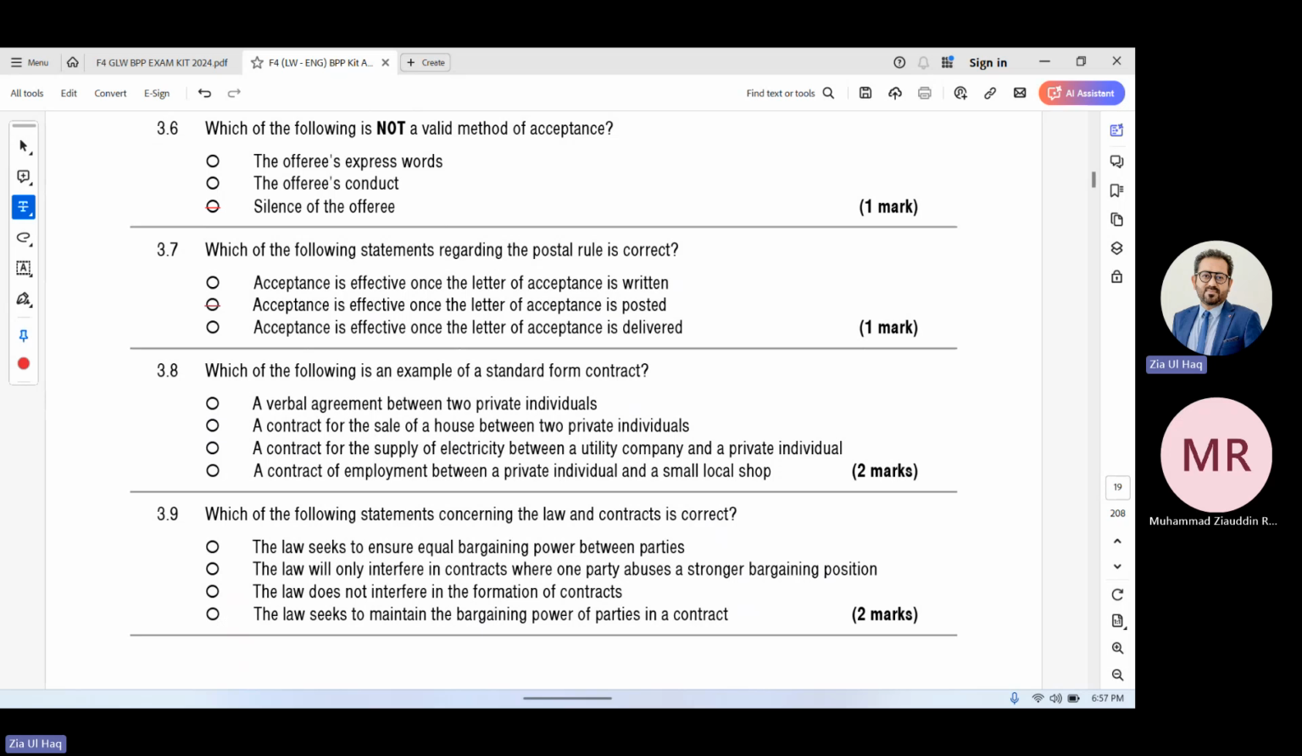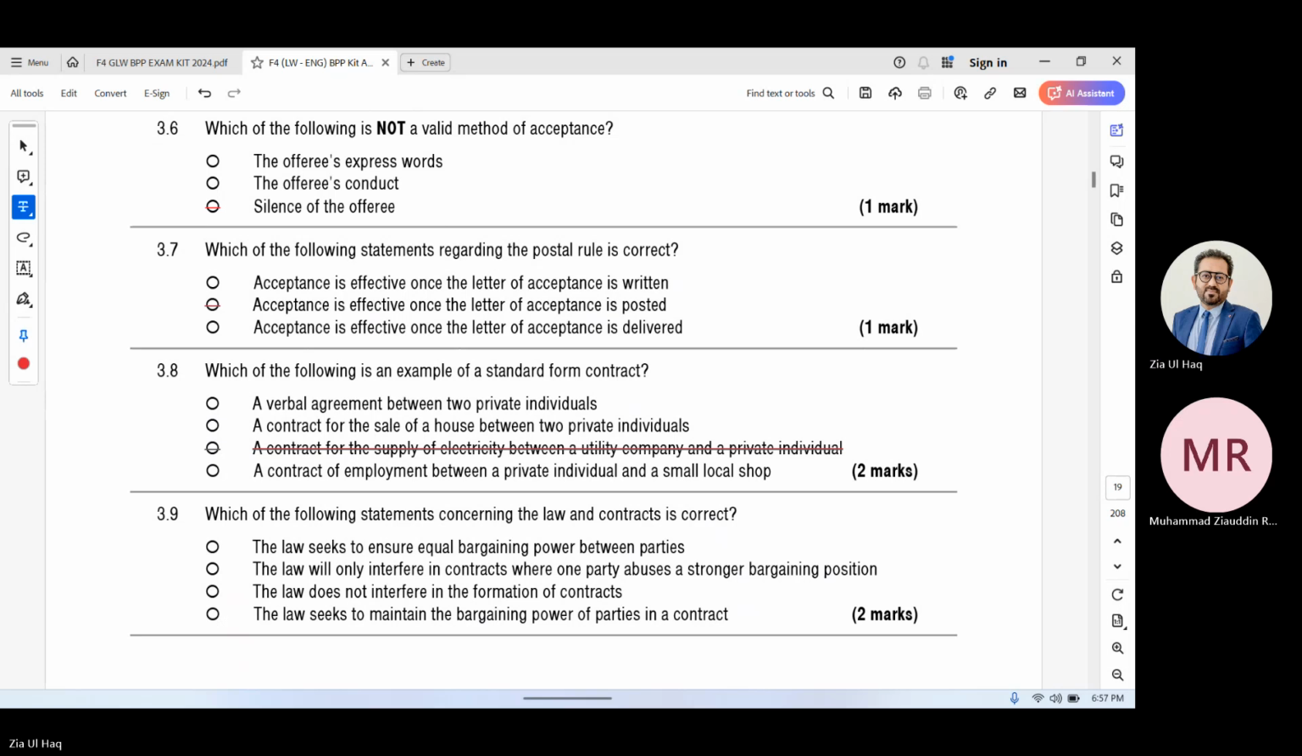A contract for the supply of electricity between a utility company and a private individual. Yes, this is a standard form contract. What is D? A contract for employment between a private individual and a small local shop. No, we can negotiate wages, days, hours, etc.